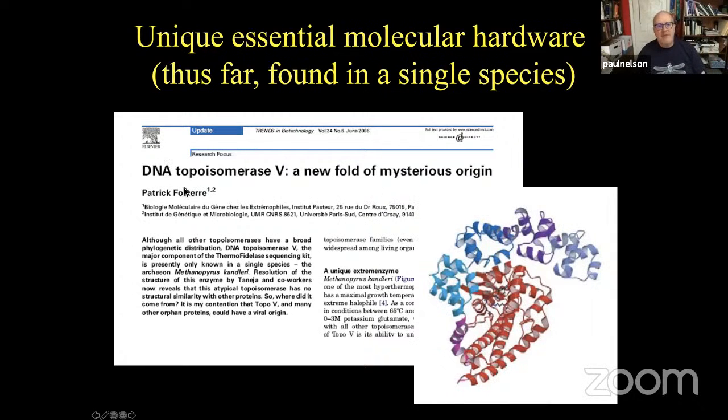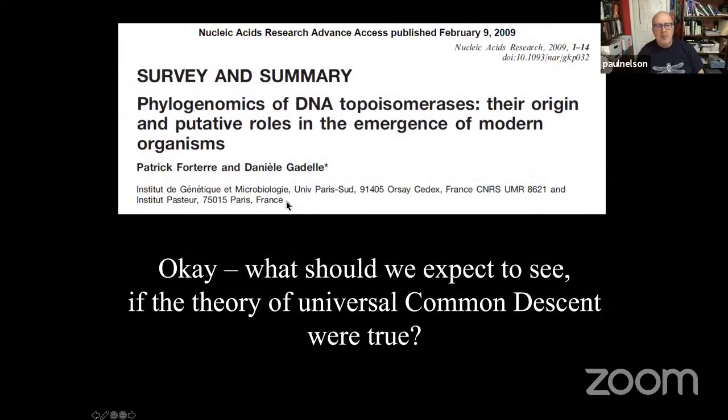So Topo V, this protein, is found, as far as I know, in a single species. It's an archaean, lives at temperatures that would be very uncomfortable for you and me. But this topo turns out actually to be commercially valuable because it is stable at high temperatures, so it's used in lab kits to process DNA. And I love the title of this paper by Forterre in France, A New Fold of Mysterious Origin. In the paper, he says how mean of Mother Nature to give this topoisomerase to a single species. But he's alerted to the unusual fact that this essential protein is found in a single species.